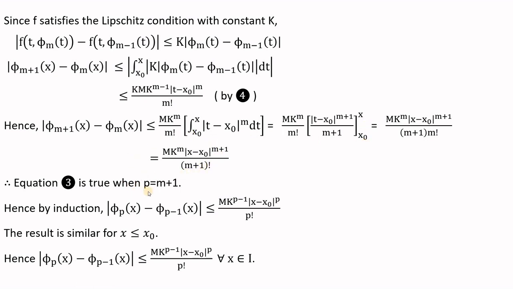So we have proved this result is true for p equal to p plus 1. Hence, modulus of phi p of x minus phi p minus 1 of x is less than or equal to M into k power p minus 1 modulus of x minus x naught the whole power p, by p factorial, where this k is the constant and M is the bounded value of the function f. Similarly, this result is true for x less than or equal to x naught also.